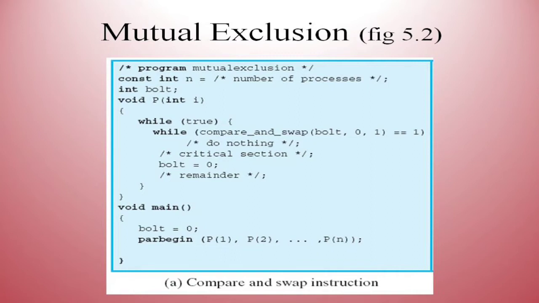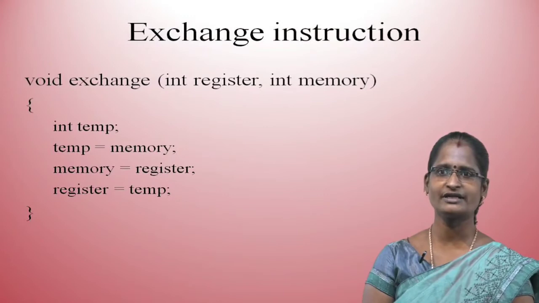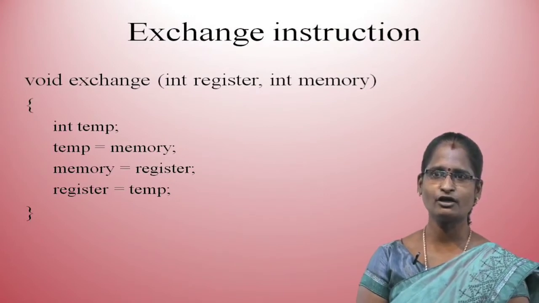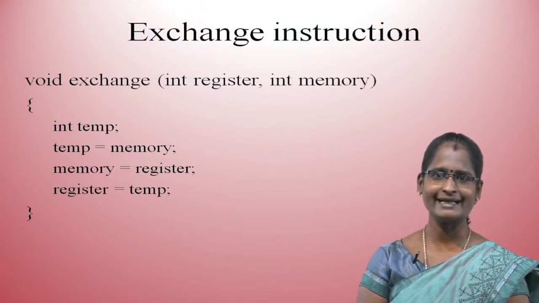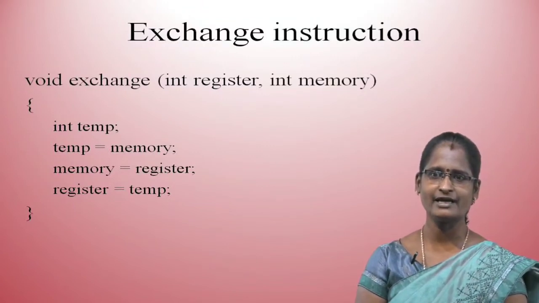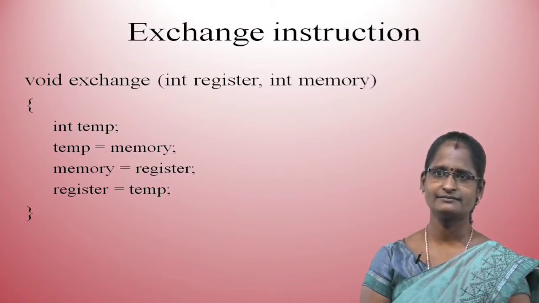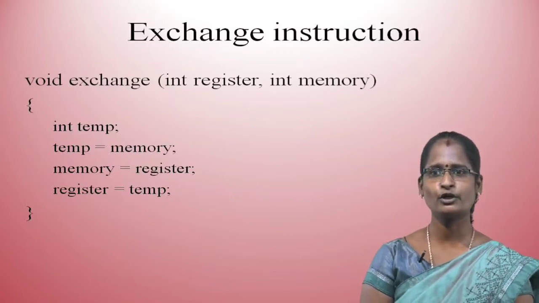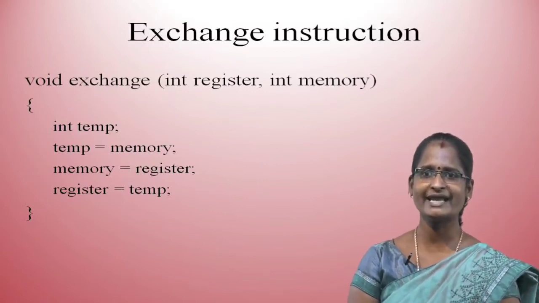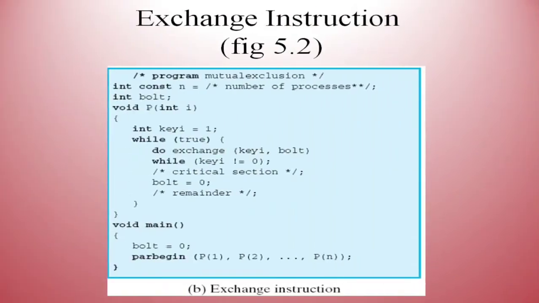The next, exchange instruction. This diagram is about the exchange instruction. The exchange instruction exchanges the contents of a register with that of a memory location. Both the Intel IA-32 architecture and the IA-64 architecture contain an XCHG instruction. This shows a mutual exclusion protocol based on the use of an exchange instruction. A shared variable bolt is initialized to 0. Each process uses a local variable key that is initialized to 1.